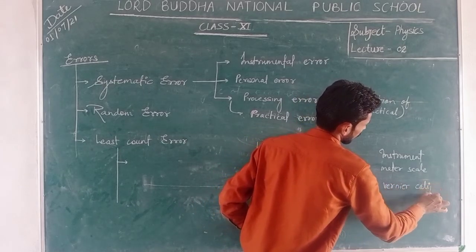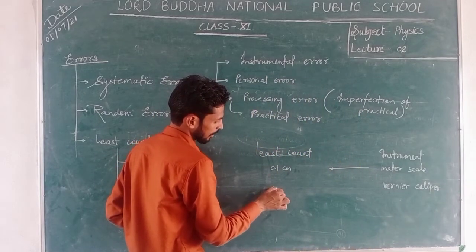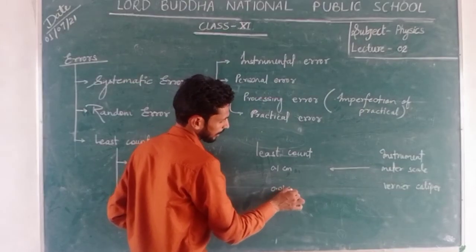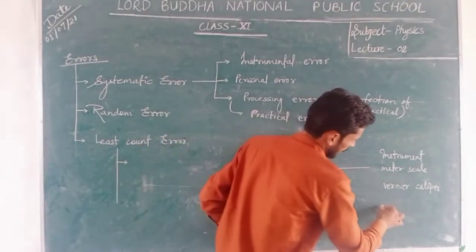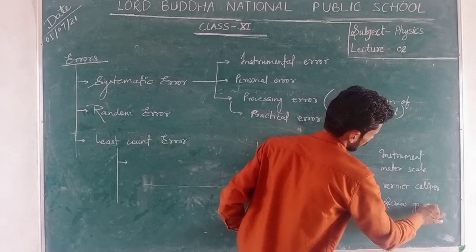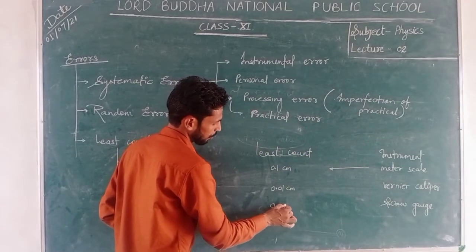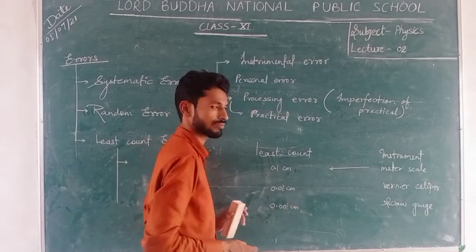Vernier caliper: this instrument has a least count of 0.01 centimeter. And the next one is the screw gauge. This instrument has a least count of 0.01 centimeter.